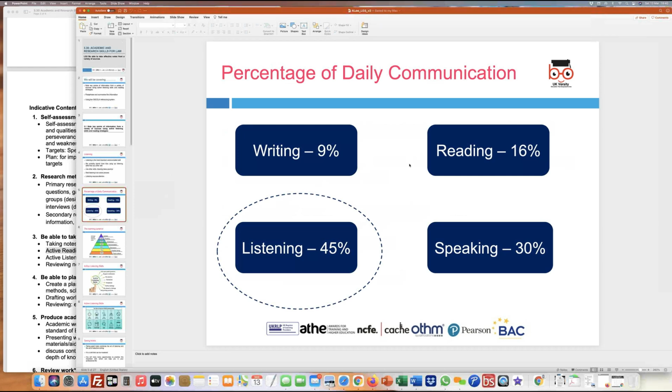Now, when we talk about our daily communication, this is from research: listening assumes 45% of our time in communication, writing 9%, reading 16%, and speaking tends to be 30%. So the 2 main components of communication on a day-to-day basis in our lives tend to be listening and speaking.